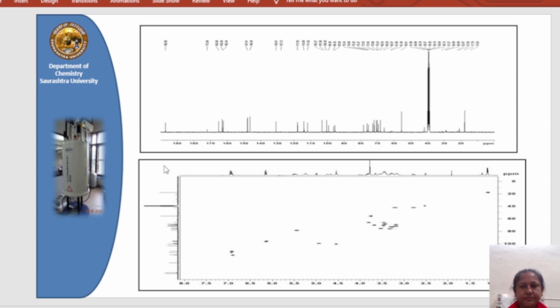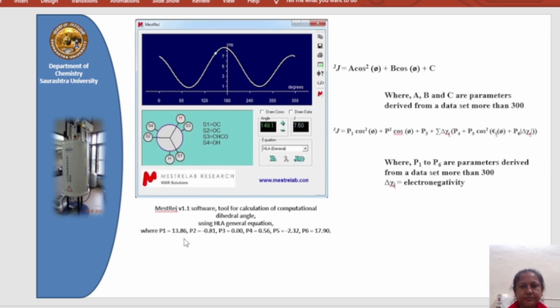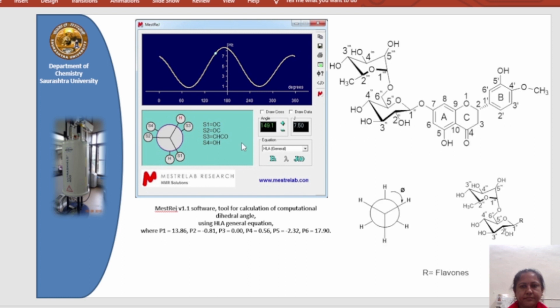We also recorded the C13 spectrum. Now we correlate it with the heteronuclear NOE spectrum, meaning we find the relation between carbon and hydrogen, and from that coupling we find the heteronuclear coupling, meaning the coupling interaction between hydrogen and carbon. Now we put this value in that equation, using the ABC parameters, and derive the data set more than 300 times. Now we apply this value in this software.